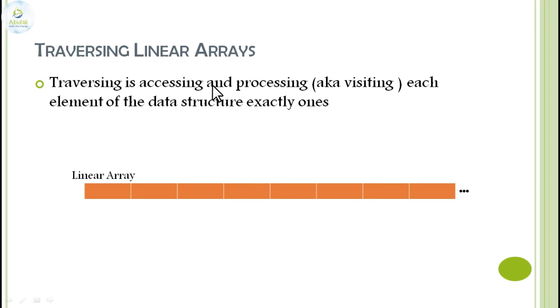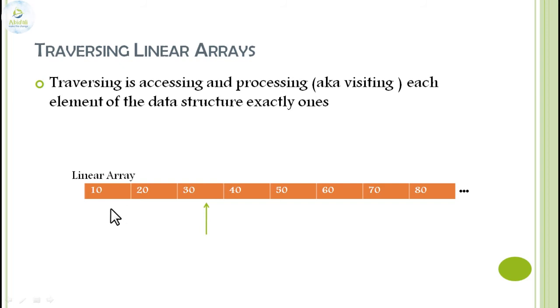We may also define traversing as the accessing and processing, also known as visiting, each element of the data structure exactly once. So if this is a linear array which stores the elements one after another, I can travel starting from the very first index, that is 0, and then I can move to 1, then I can move to the next element, then so on.